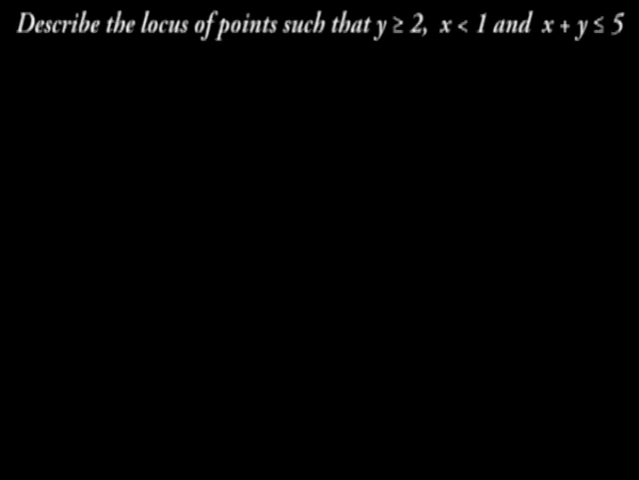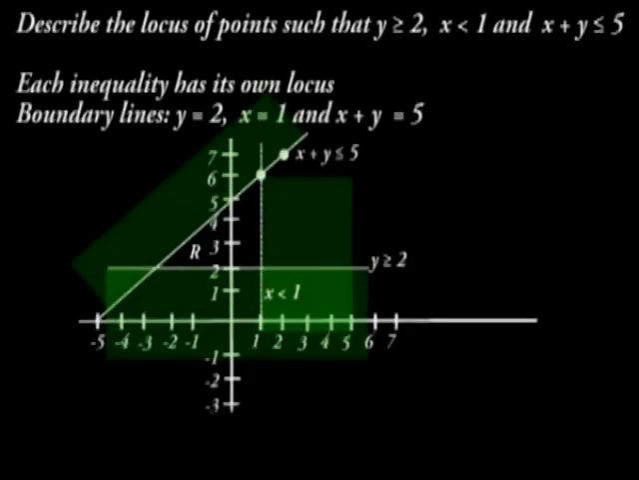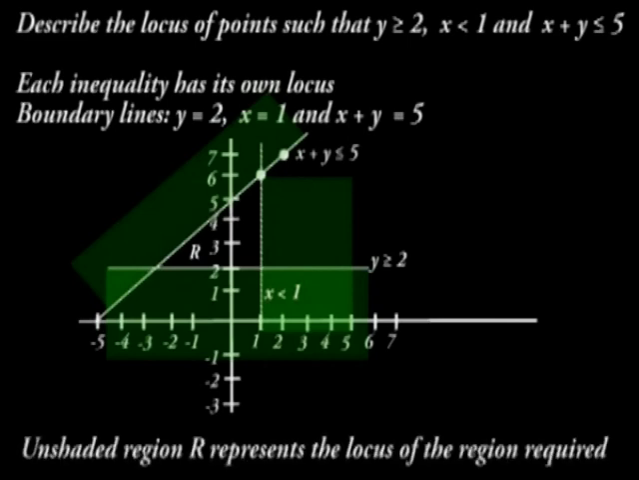Notice that each inequality has its own locus. However, we want a locus that satisfies all of them. The boundary lines are y equals 2, x equals 1, and x plus y equals 5. This can be illustrated by the graph shown next. The shaded region R represents the locus of the required points.